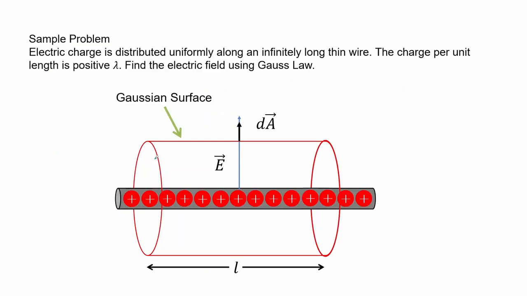Sample problem. Electric charge Q is distributed uniformly along an infinitely long thin wire. The charge per unit length is positive lambda. Find the electric field using Gauss' law.